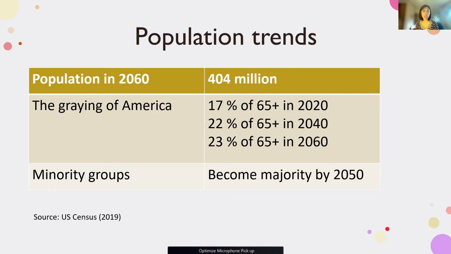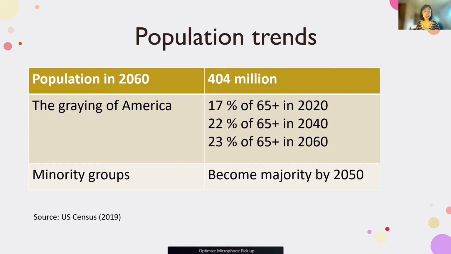In 2020, the percentage of people at 60 years of age and older is 17%. And this number in 2040 is predicted to be 22%. And in 2060, it is predicted to be 23%. So there are more senior citizens in the country than currently.